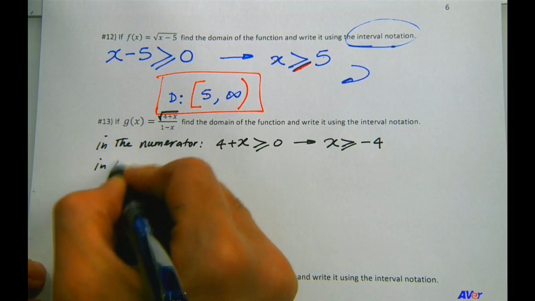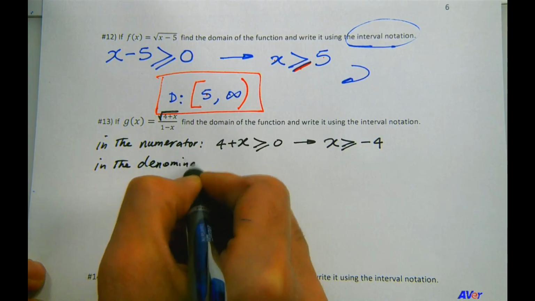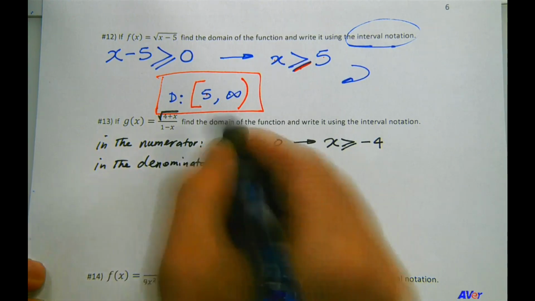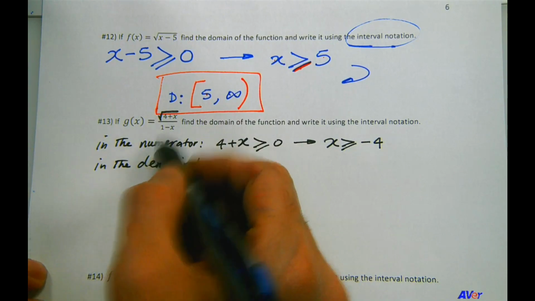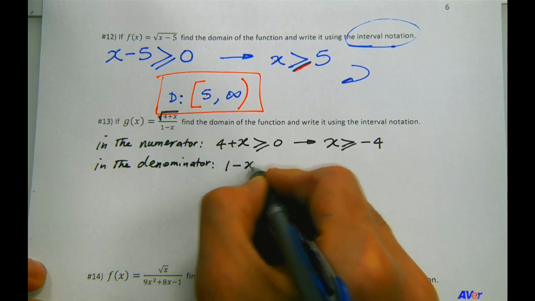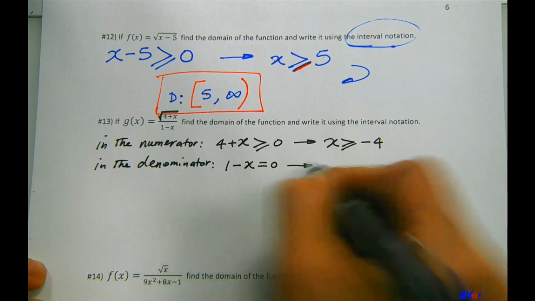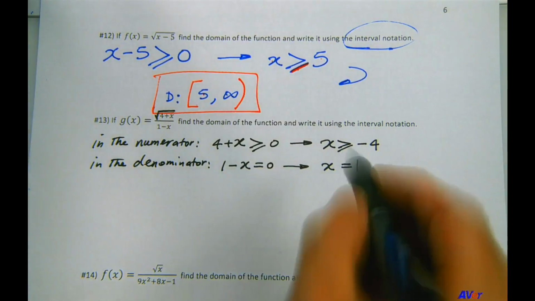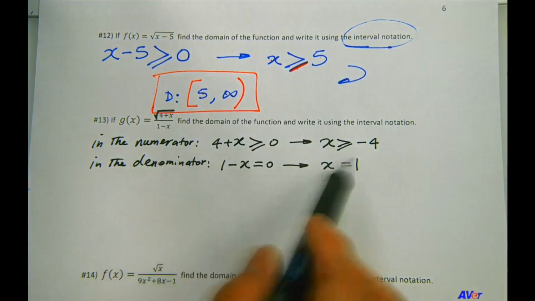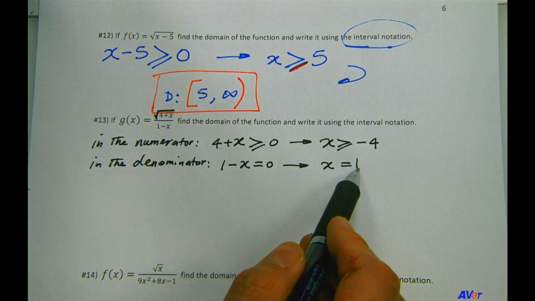So in the denominator, we have the restriction that this denominator can never be equal to 0. So 1 minus x, let's solve for that value and then exclude it from the domain. So x equals 1. So the domain can never be equal to 1. Right? The x value can never be equal to 1.